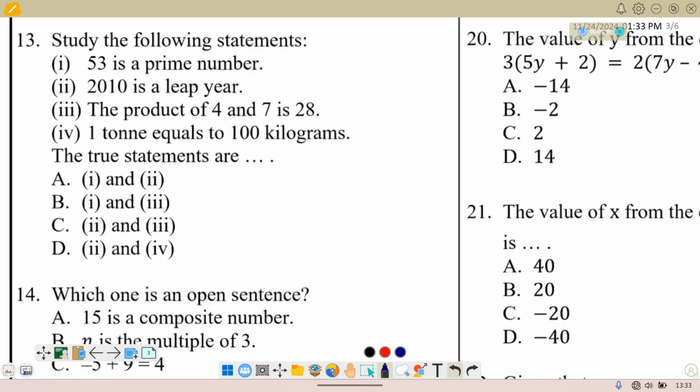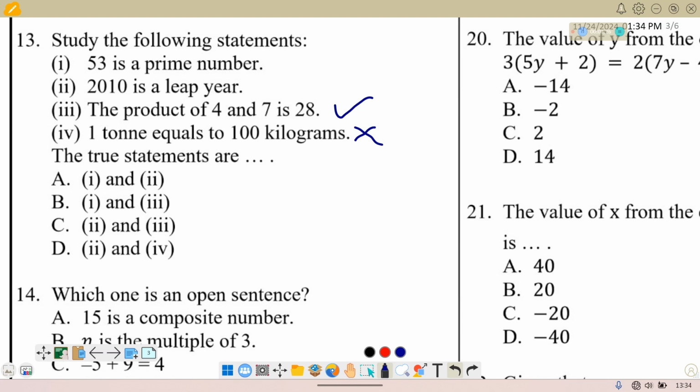Study the following statements. 53 is a prime number. 2010 is a leap year. The product of 4 and 7 is 28. 1 ton equals 100 kilograms. This is wrong. It's supposed to be 1000 kilograms. The product of 4 and 7 is 28 is correct. And actually, if statement number 3 is correct, statement number 1 is also supposed to be correct.